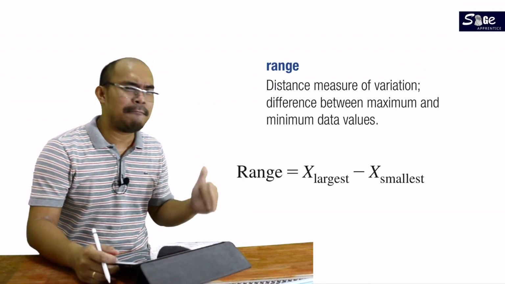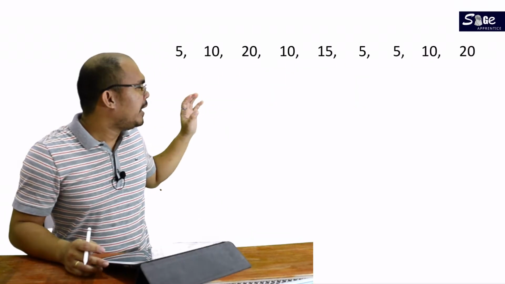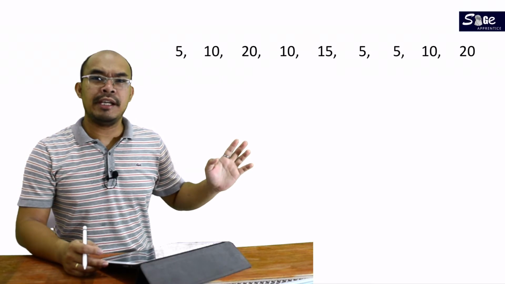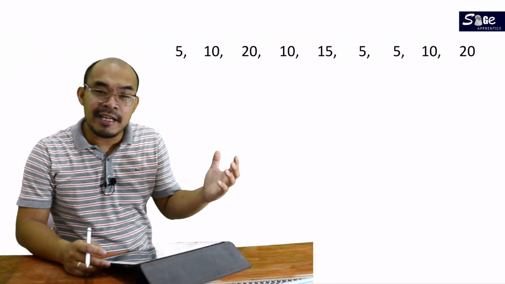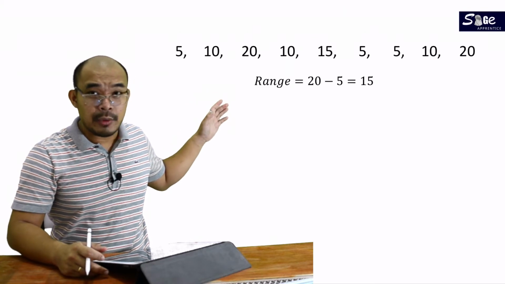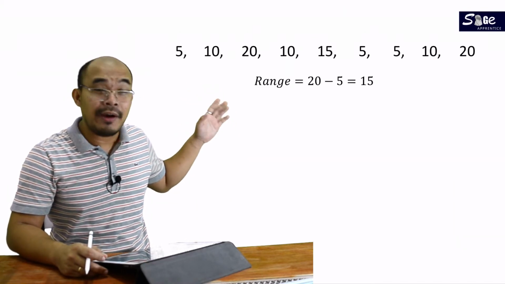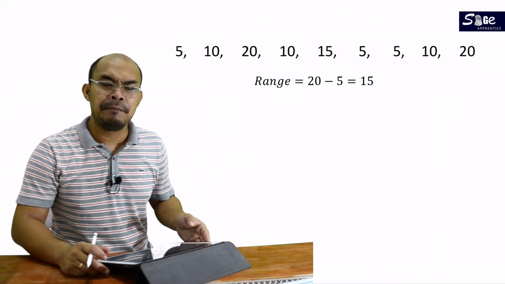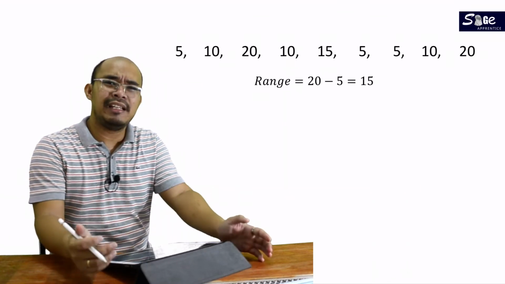Let's take a look at this example here. Okay. So, ito yung data set natin. 5, 10, 20, 10, and so forth. Okay? So, to get the range, you just have to get the largest. So, yung formula natin, 20 yung pinakamalaki, and then yung 5. So, the range is just 20 minus 5 is equal to 15. Okay?